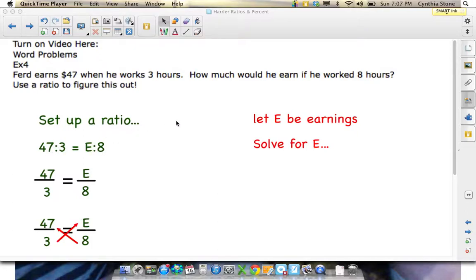That would be wrong, because the top of my ratio is always dollars, and the bottom of my ratio is always the hours. So when you take a word problem and write the fraction equation, you have to have the same thing on top. The money on top in this case and the hours on the bottom. Really, really important.